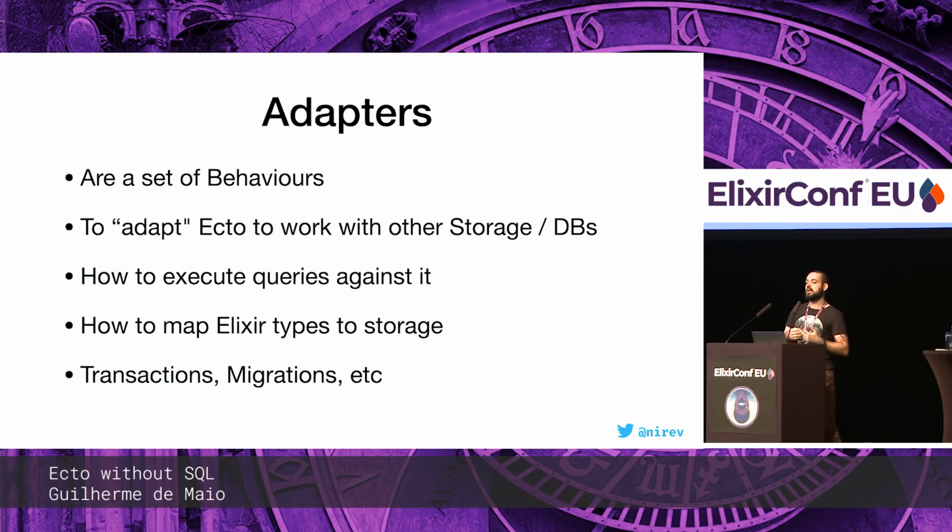You define how to execute queries against it, because queries are data structures. So you use the adapter to transform that query, that data structure, into the actual query that you're going to send to your storage. And also how to map Elixir types to storage, like how do you store an Elixir map? If you go to Postgres, it's JSONB. If you go to others, it's going to be a different thing. And also handle transactions, migrations, etc.